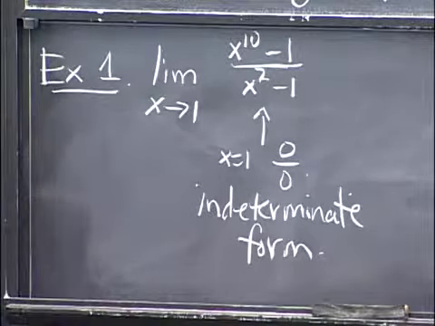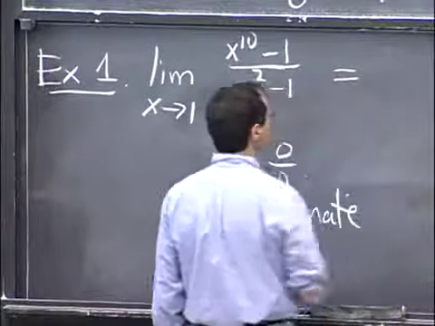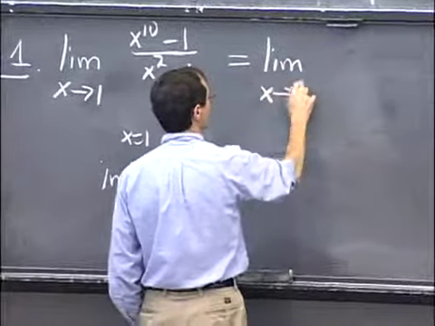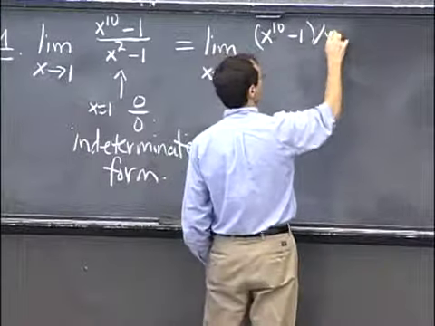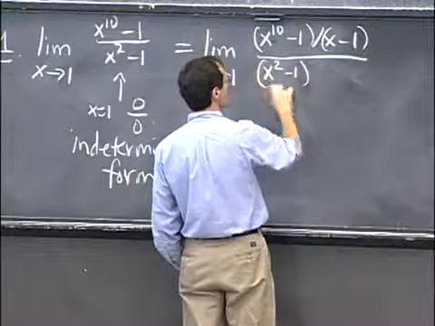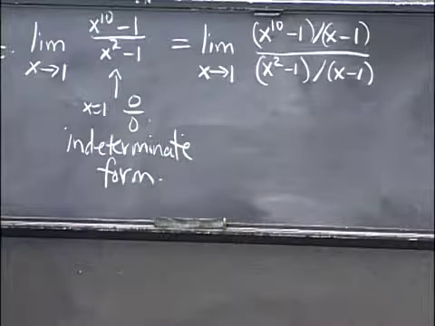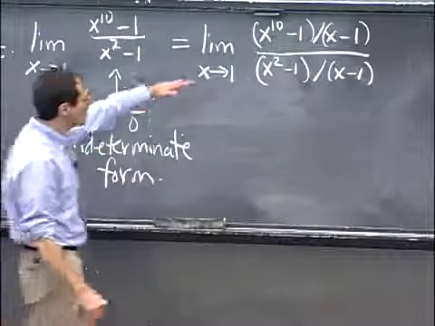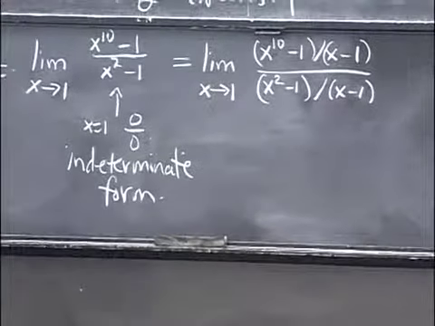Now, on the other hand, there's a trick for doing this. And this is the trick that we did at the beginning of the class. And the idea is I can divide in the numerator and denominator by x minus 1. Okay, so this limit is unchanged if I try to cancel the hidden factor x minus 1 in the numerator and denominator.